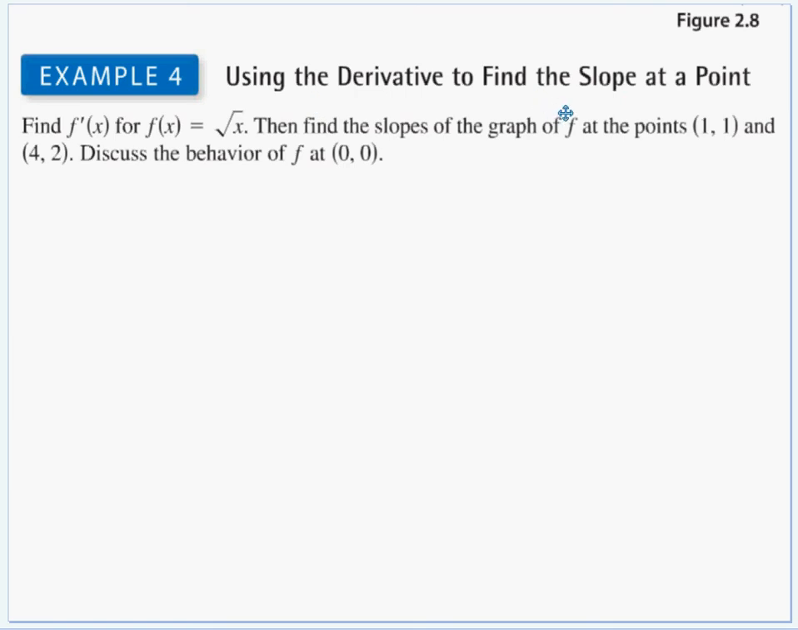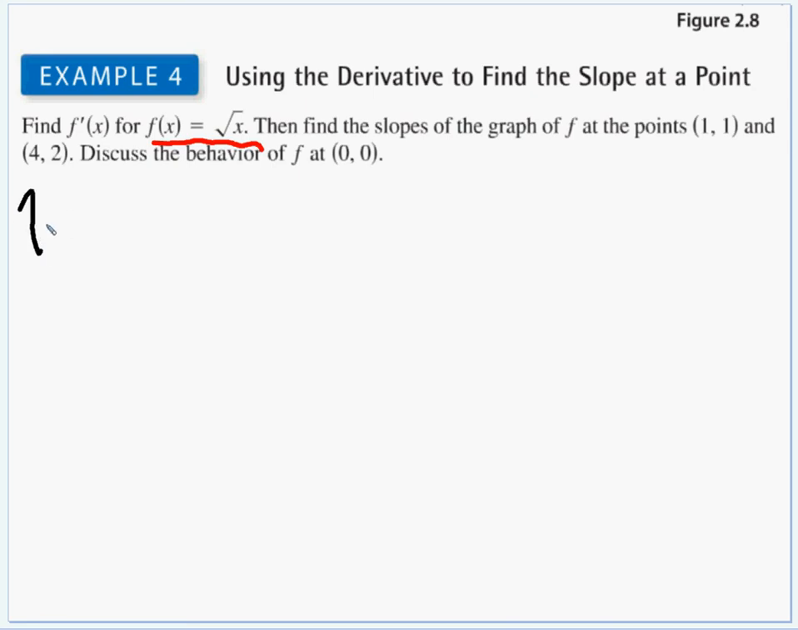Use the derivative to find the slope at a point. Here we want to find that f prime at the function root x. And then it says find the slopes of the function at the point 1, 1 and 4, 2. Discuss the behavior of that function at the origin. Okay, so this one, our function is f of x is root x. I'll underline that there in red.